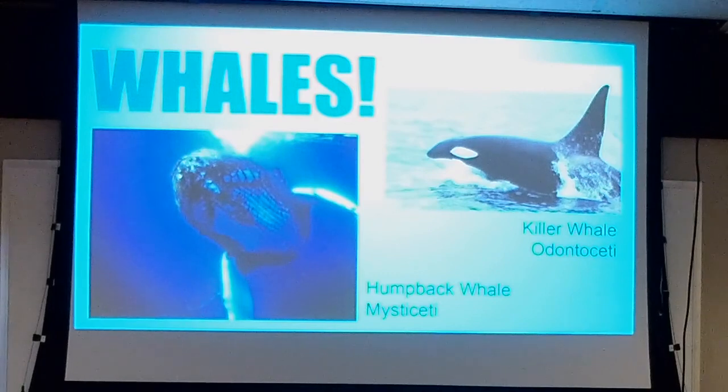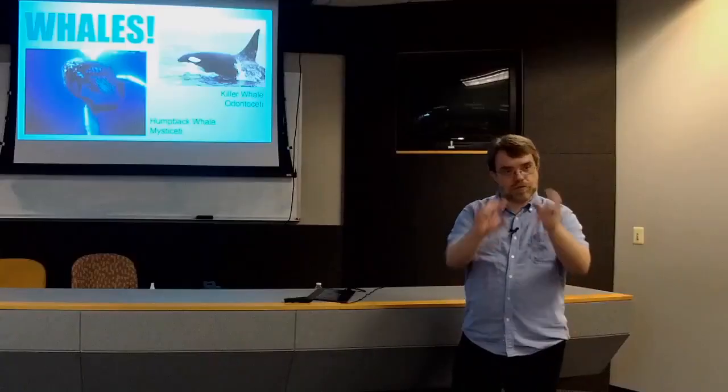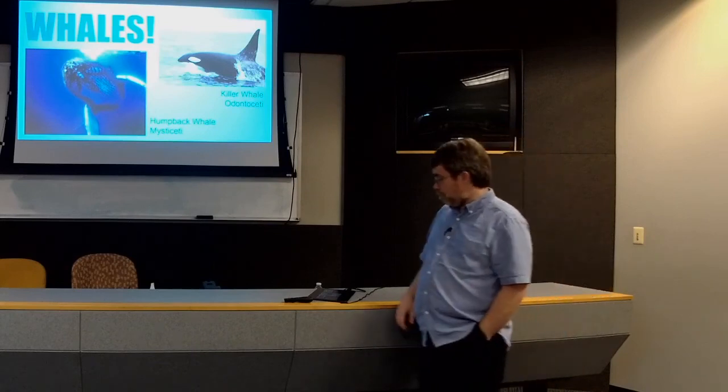So whales here, modern whales come in two flavors. You have odontocetes, which are the toothed whales, and mysticetes, which are the baleen whales. The baleen whales being those guys with the really big giant sheets of weird stuff in their mouth that they use to filter microscopic little tiny critters out of the water to eat.